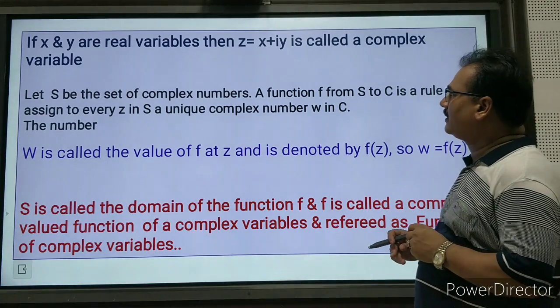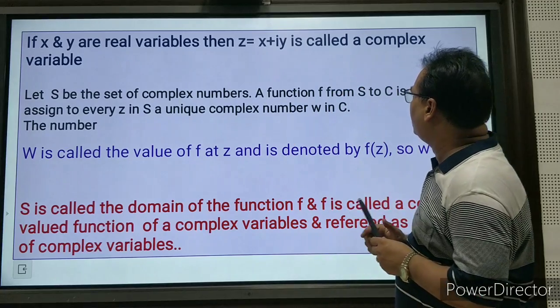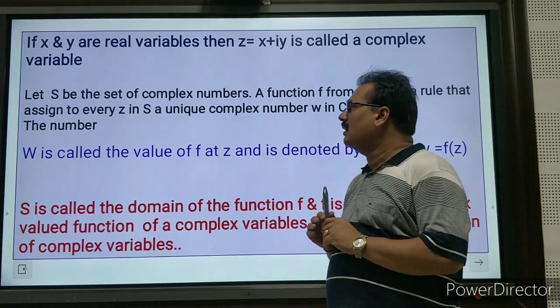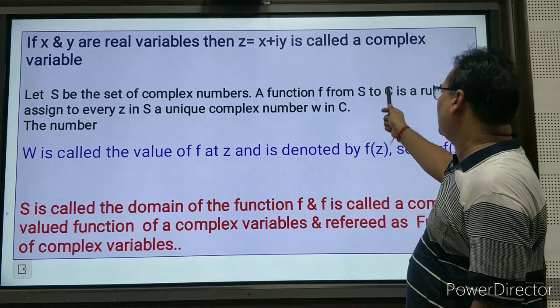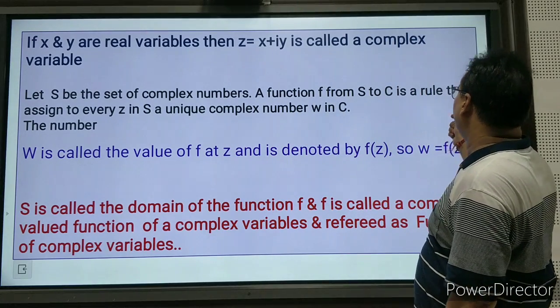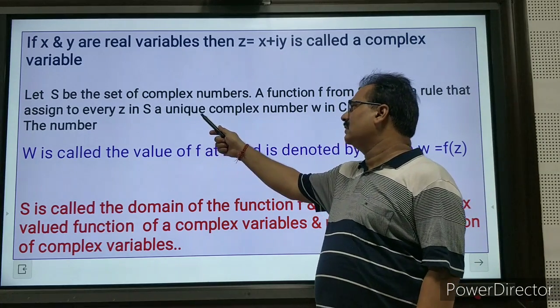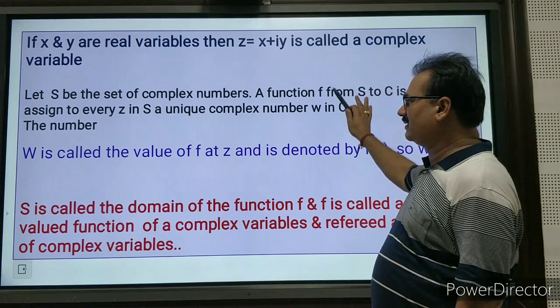If x and y are real variables, then z = x + iy is called a complex variable. You all know this. Let S be a set of complex numbers. A function f from S to C is a rule that assigns to every z in S a unique complex number w in the complex set C.